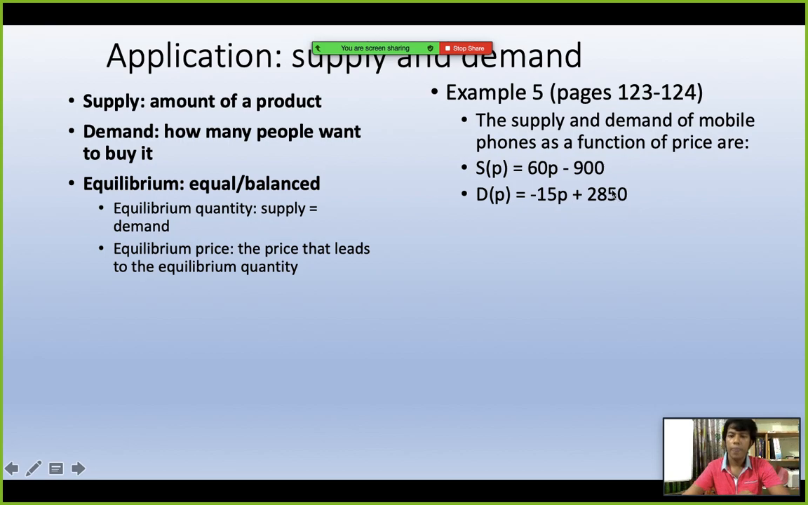Supply and demand. Supply means the amount of things that you have in the market. Demand means how many people want it. That is the demand. So you see what happens for supply and demand. Suppose all the people need shirts, pants, or clothes in general, and there is always some balance in the market.